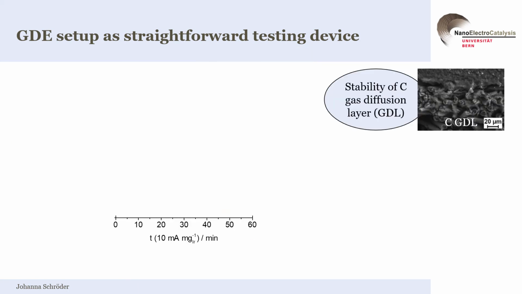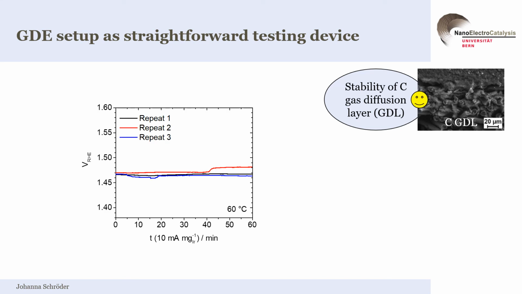As substrate for the catalyst, I was using a carbon-based gas diffusion layer. To show that the carbon was not degrading during our performance measurement, I was doing a stability test. Looking at the results of 3 repeats, we can see that no strong degradation is observed that could interfere with our performance measurements.